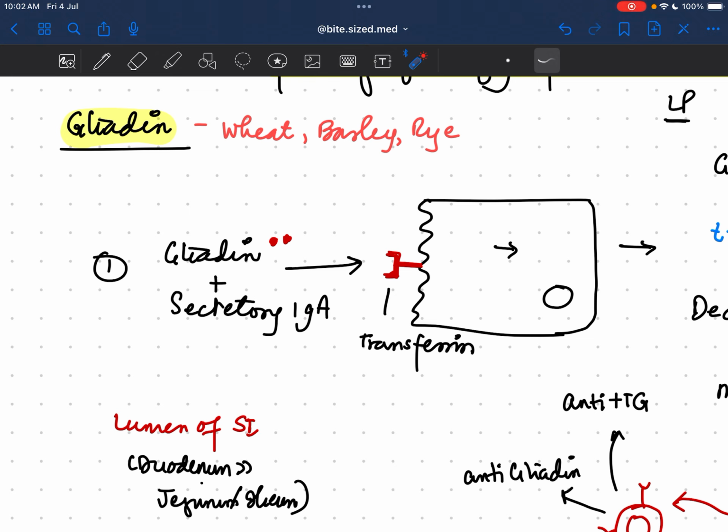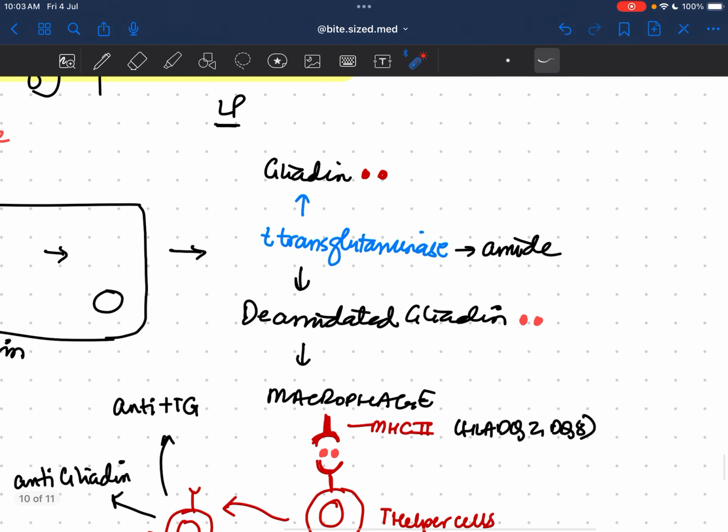Now, as we all know, transferrin is responsible for absorption of iron, but in celiac disease, transferrin also helps to absorb this complex. And another problem with celiac disease patients is, because of some unknown reasons, there's more expression of transferrin proteins in enterocytes. So more number of gliadin secretory IgA complexes will be absorbed into the lamina propria. Mind you, we're still talking about the bowel wall.